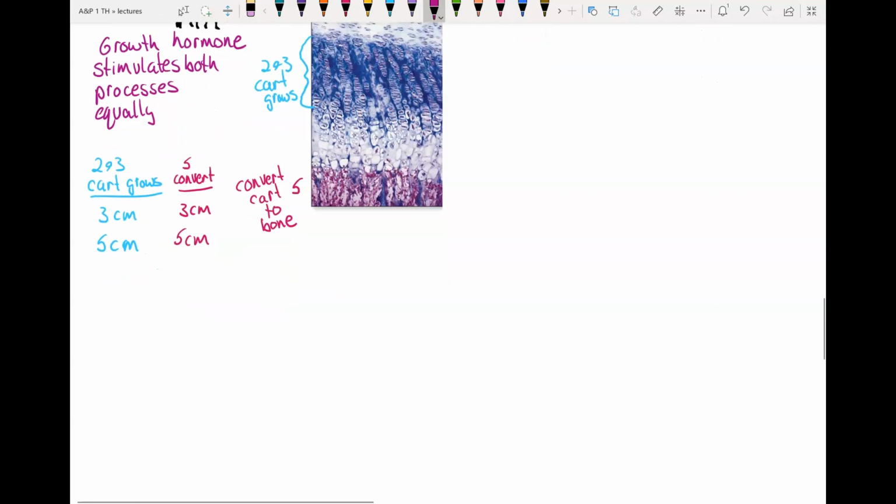So in a child, the epiphyseal plate stays the same size. Right? Because if it grows 3 centimeters, you add 3 centimeters to it, but then you convert 3 centimeters to bone, so you lose 3 centimeters. So really it's just staying the same size, but the kid is growing and getting taller.